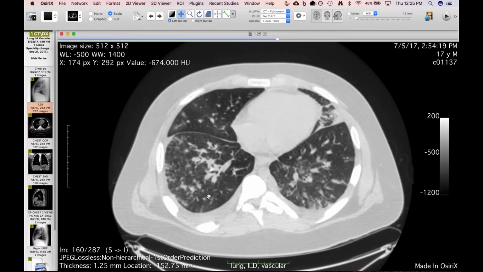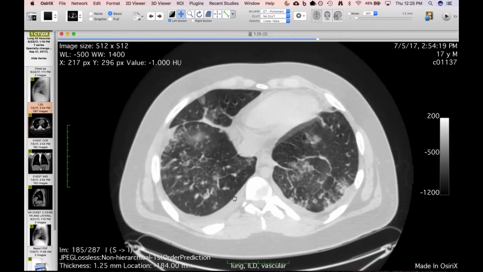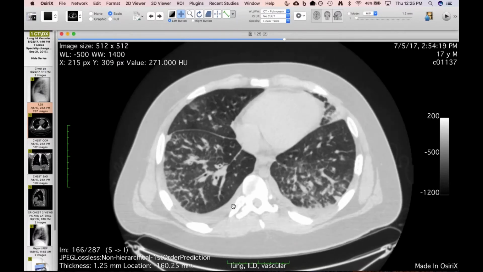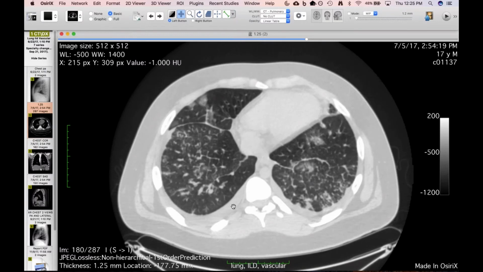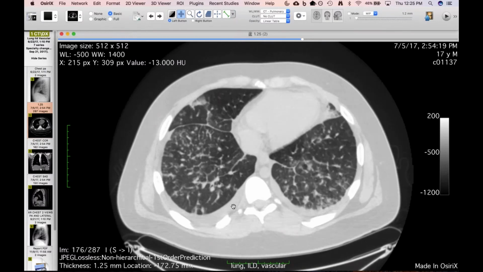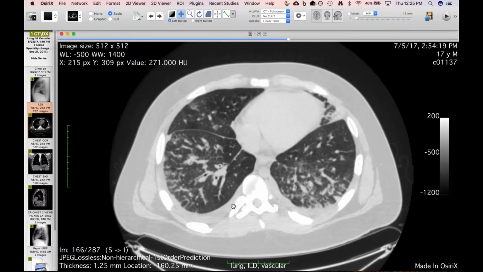He's not shooting up drugs or anything like that, ground up tablets? Nope. No, he's straight and narrow. Is it PVOD?